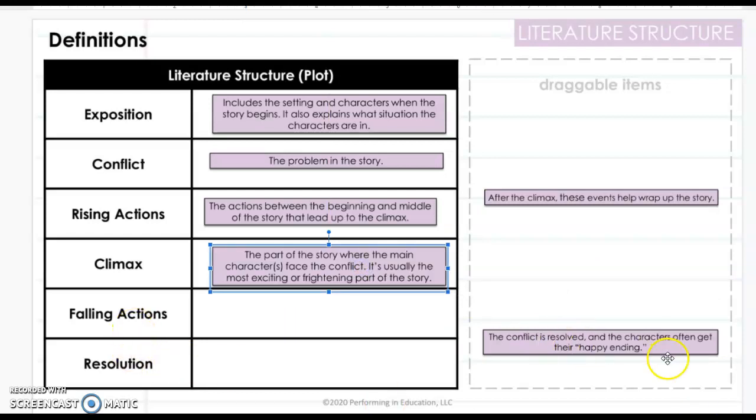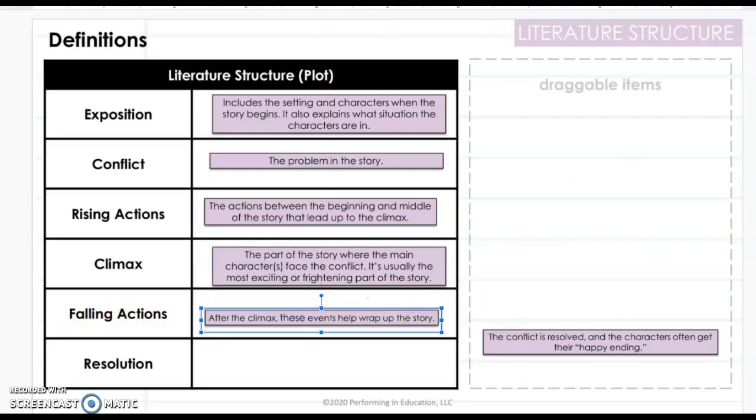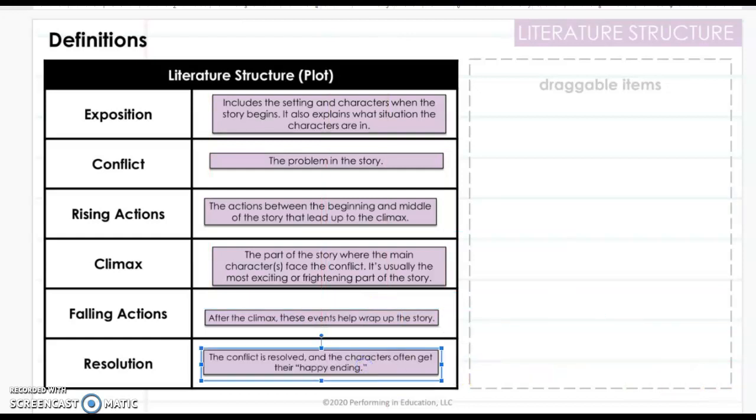Falling action is after the climax, and it's all of the events that lead up to the resolution. Helps to wrap up the story. And the resolution is when the conflict or the problem is resolved, and the characters get their happy ending. I hope this helps to remind you of all of the pieces of a story.